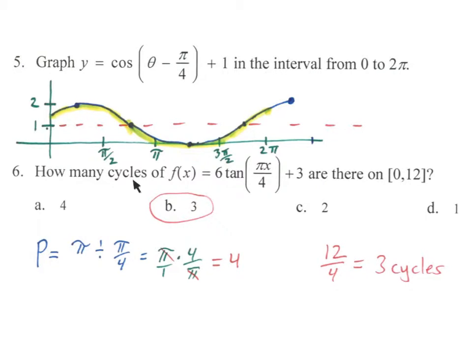So to find out how many cycles this will have, you don't care about the amplitude, you don't care about the midline, all you care about is this right here. So B is pi over 4. This is tangent, so we know the period is going to be pi divided by pi over 4. So pi divided by pi over 4, well, you make that a multiply and flip this. Those cancel, leaving you 4. So I know my period is now 4. If my period's 4, and I have 0 to 12, how many 4s will I have from 0 to 12? Well, take 12 divided by 4, that'd be 3. I would have 3 cycles of 4 within 0 to 12. So my answer is B.